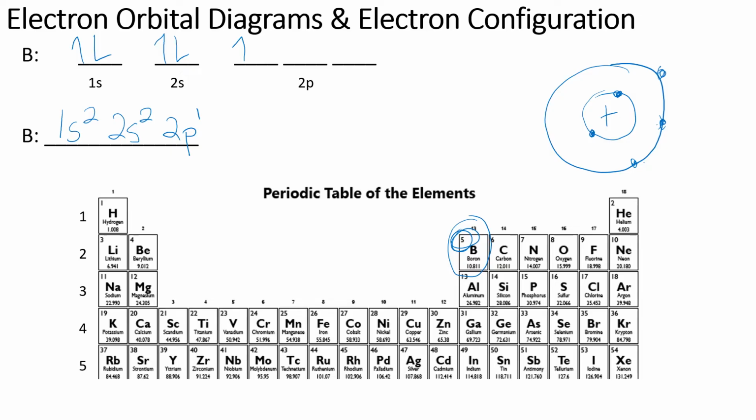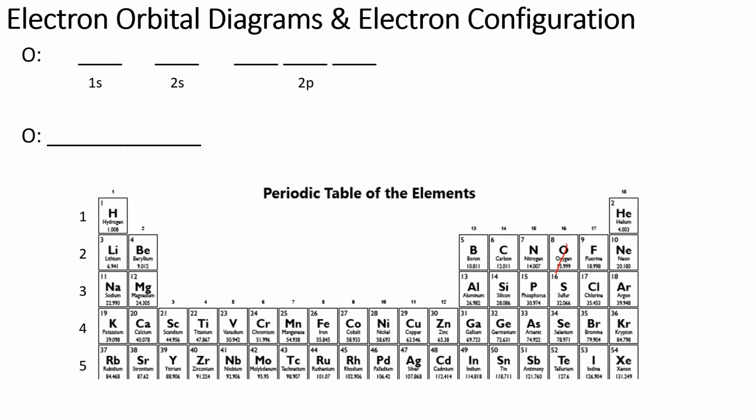All right, let's try another one. So we're going to jump to oxygen. So oxygen's over here. There's a red line in it. And it is number 8. So we need to add 8 electrons to our orbital diagram. So again, we're going to start with 1s. And we're just going to start adding pairs of electrons, and that takes care of that. Then we go to 2s and add our pair. So we've taken care of 4, we have 4 more.